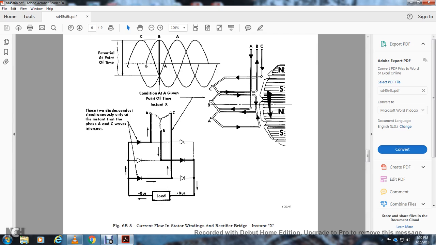Alright, you have your two diodes conducting simultaneously at instant phase A and C, and then B conducting back to the load to the bus before it goes back through the rectifier.